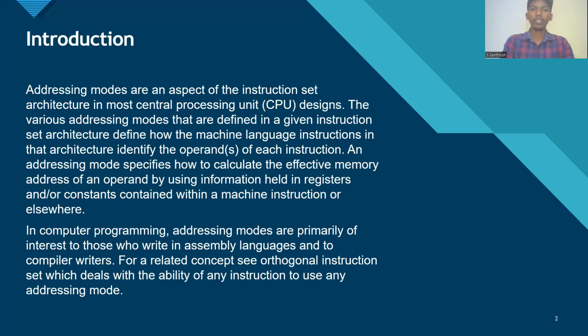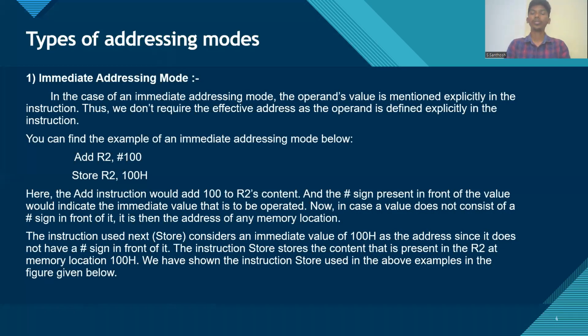An addressing mode specifies how to calculate the effective memory address of an operand by using information held in registers and constants contained within a machine instruction or elsewhere. So this is what an addressing mode is. Now let's see the types of addressing modes.